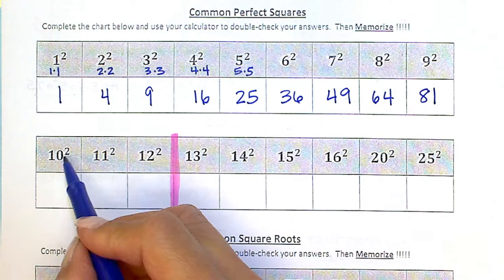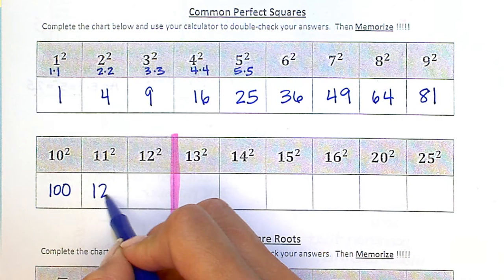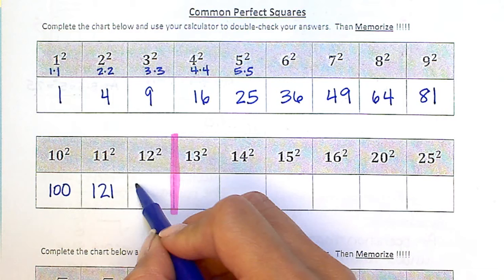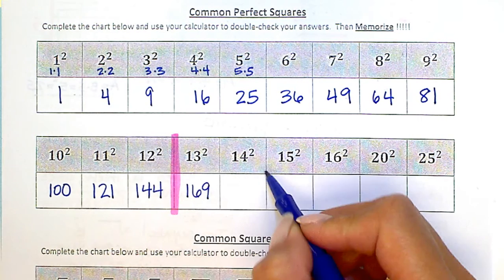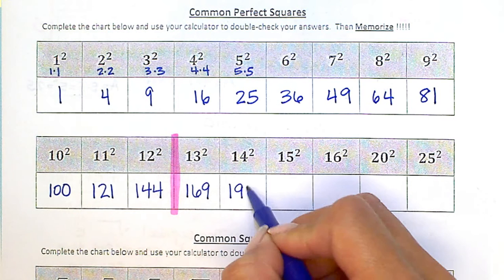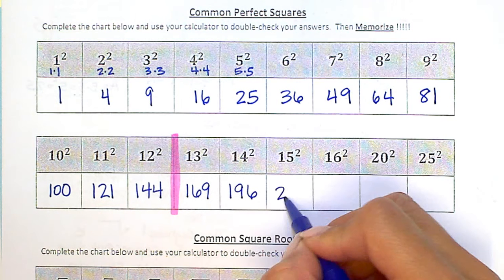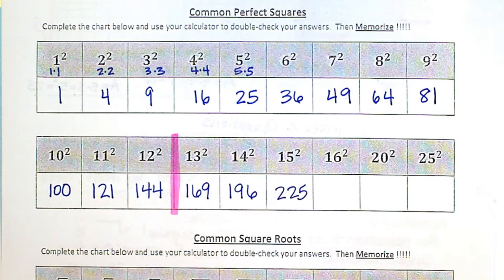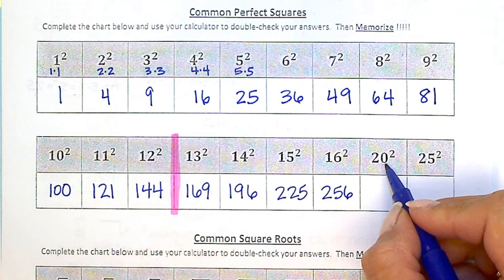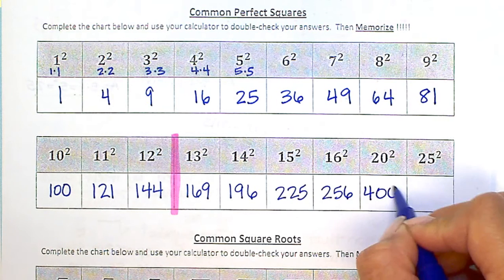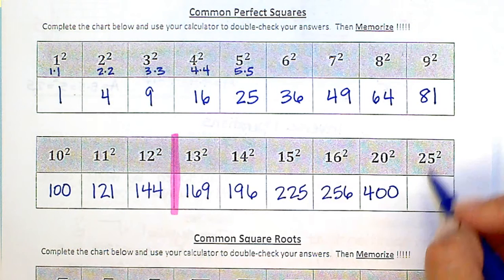10 squared, 10 times 10 is 100, 11 times 11 is 121, 12 times 12 is 144, 13 times 13 is 169, 14 times 14 is 196, and 15 times 15 is 225, and 16 times 16 is 256. 20 times 20 is 400. Be careful, we skipped from 16 up to 20. And then 25 squared is 625.